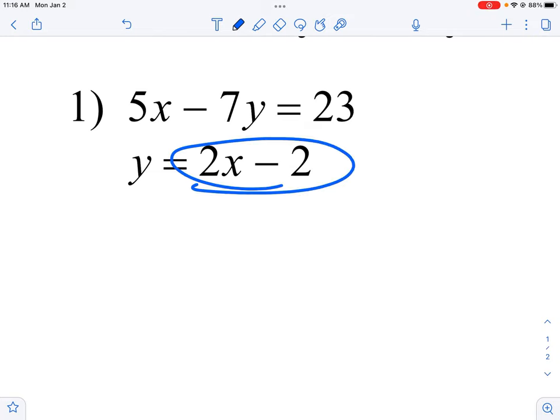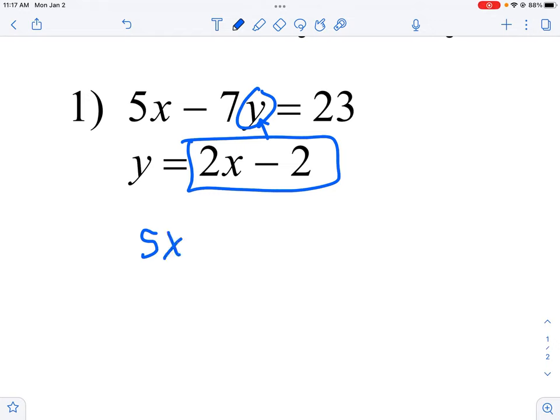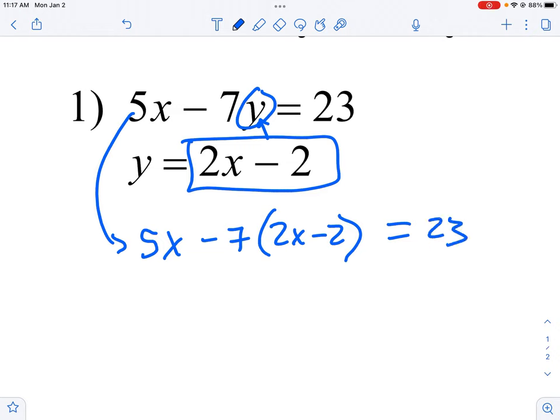But it's more complicated because y has more parts to it. The way substitution works is you take what y is equal to and you put it in the y of the other equation. You completely replace it. So I'm going to rewrite my first equation here, and I'm completely replacing the y with parenthesis 2x minus 2 equals 23. The whole first equation gets rewritten, but where you see a y, you put parenthesis whatever y is equal to.